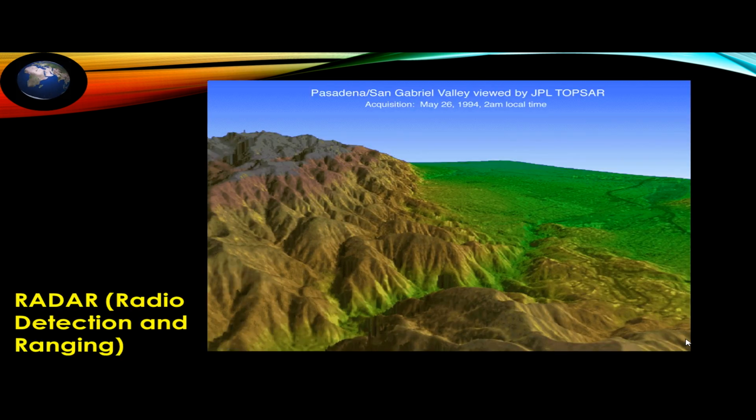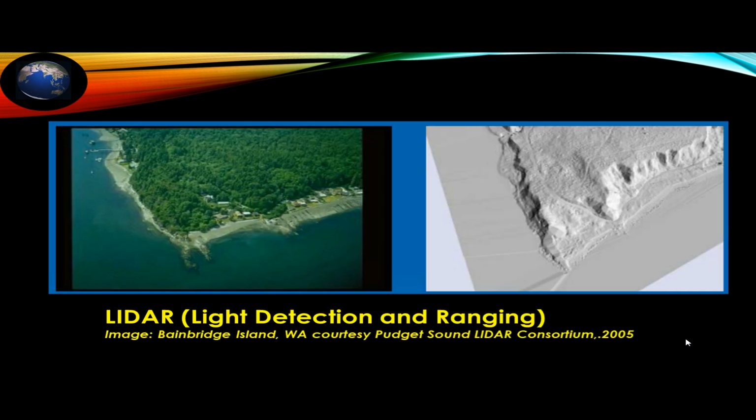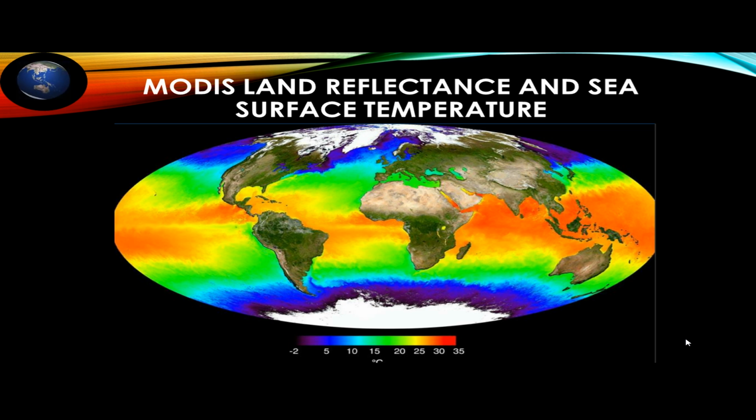This is the radar, radio detection and ranging, imagery of this Gabriel Valley. You can see how nicely it is showing the features of the Earth surface. This was taken on May 26, 1994. This is LIDAR, light detection and ranging, imagery of the bridge or the island, taken in 2005. This is the MODIS land reflectance and the sea surface temperature in degrees centigrade over the earth surface, showing the shades of the reflectance.